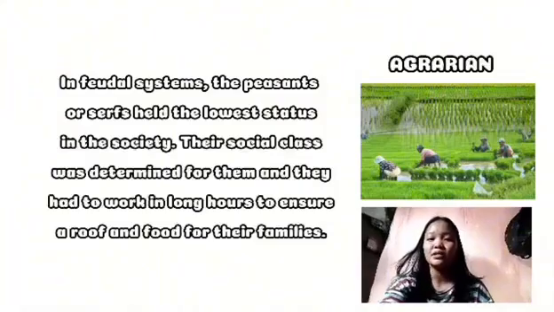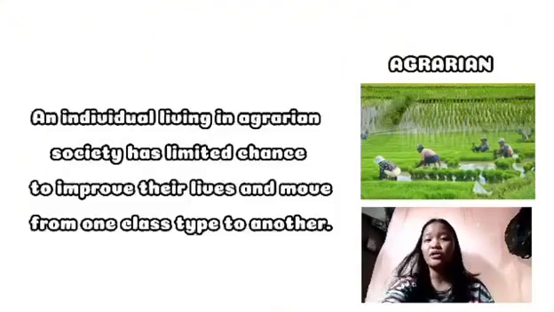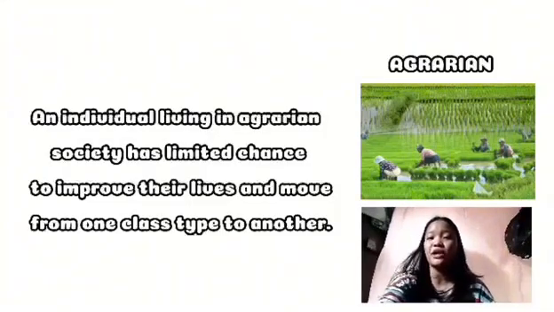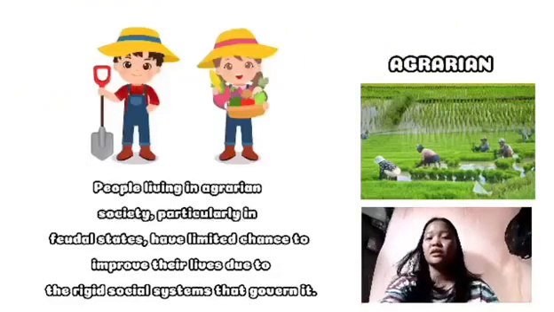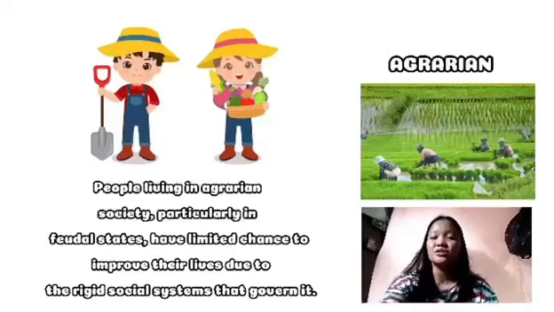An individual living in agrarian society has limited chance to improve their lives and move from one class type to another. Justice, moral, and economic systems were dictated by the landowners. People living in the agrarian society, particularly in feudal states, have limited chance to improve their lives due to the rigid social system that governs it.